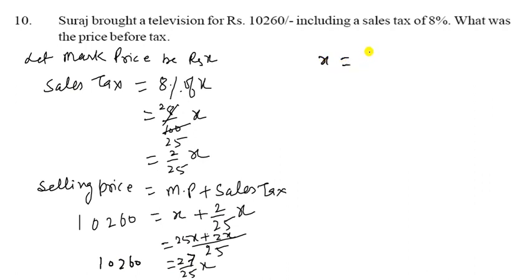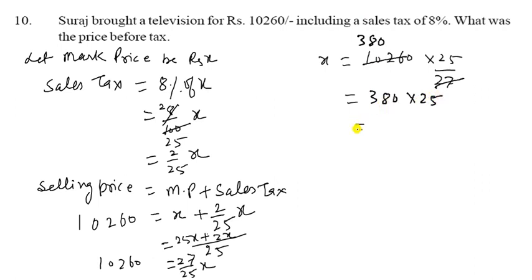So what will happen? So X is equal to 10260 into 25 upon 27. Let us do the calculation. When it is divided by 27, it gives 380. Now multiply this 380 into 25. So what will happen? It is 9500. So that is the value of X.